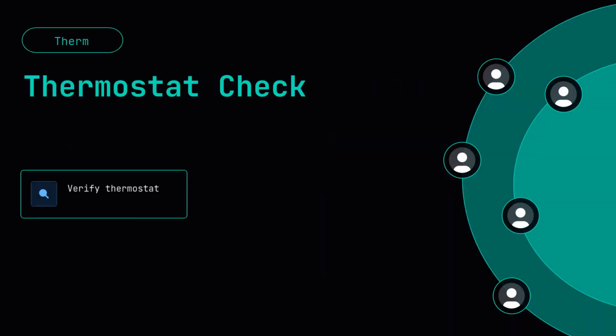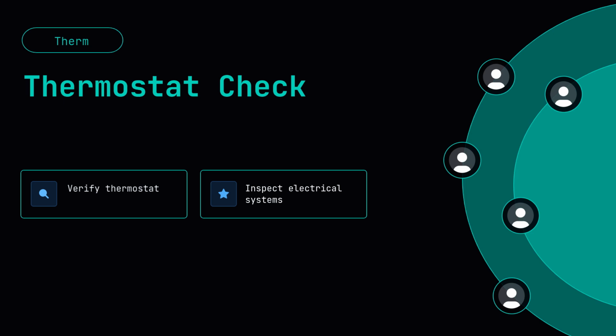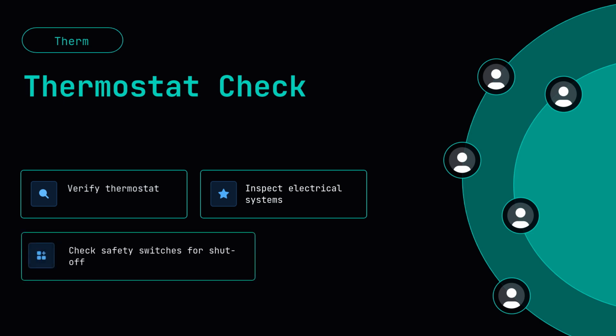Verify thermostat functionality for accurate temperature control. Inspect electrical connections for safety and reliability. Check safety switches for emergency shutoff capability. Mark components in eAuditor as needed. Attach photos and comments on any malfunctions.